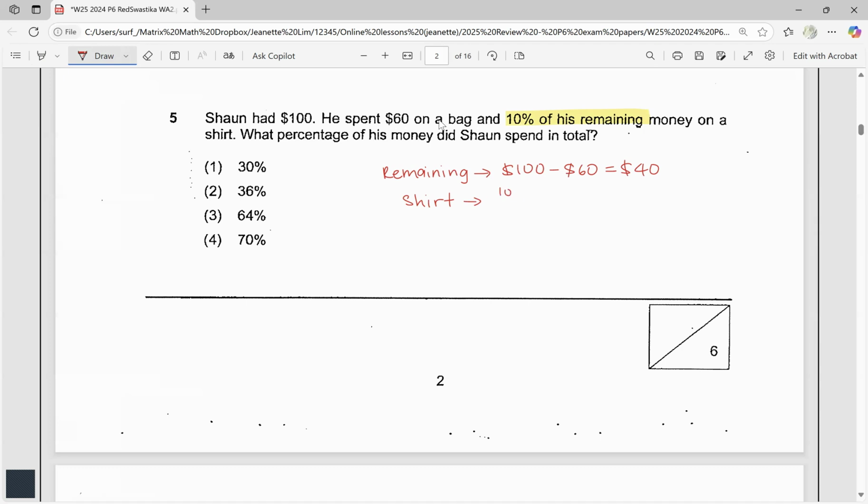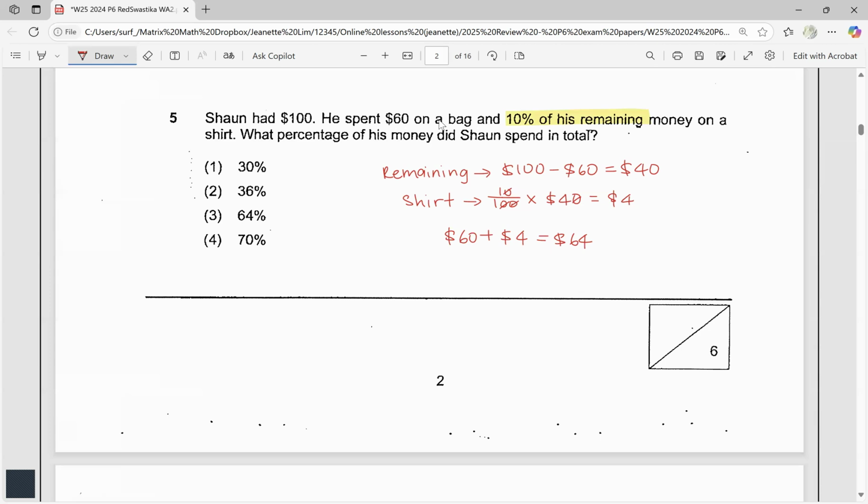Then the shirt, which is 10% of that. 10% of that is 10 over 100 times $40. So 10 and 100, then the zero can also cancel here. So this is actually $4. The shirt is $4. We want to find the amount that he spent in total, which is 60 for the bag plus $4 for the shirt. So that's $64.